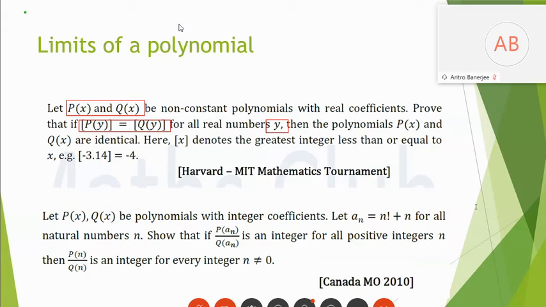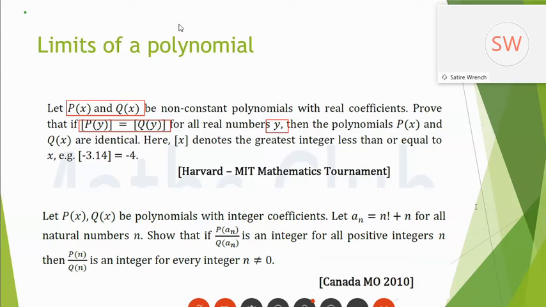Is it bounded between 0 and 2? No, the fractional part of p of x minus the fractional part of q of x is bounded between 0 and 2, so it is a constant polynomial. Why can it not be negative? Yes, the difference is bounded between minus 2 and 2, and minus 1 and 1 will also work.